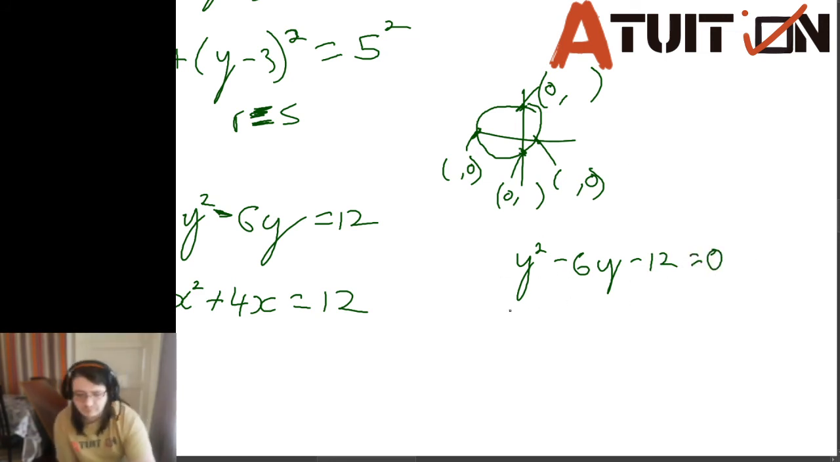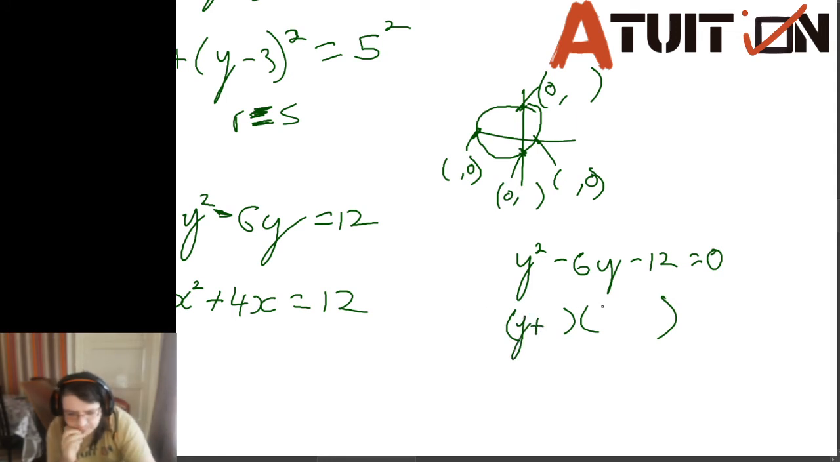And if we solve that, we could factorize it. I think it will factorize. Maybe it won't. Nah, it doesn't look like it will. Two numbers that add together to make minus 6, times together to make minus 12. Y plus something, y minus something. No, it doesn't look like it does factorize. Not very nicely anyway. Oh well, let's use the formula.